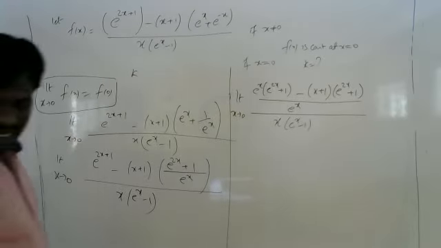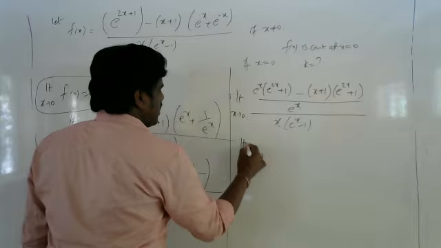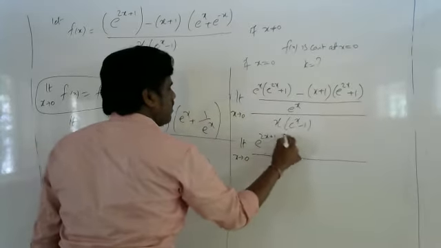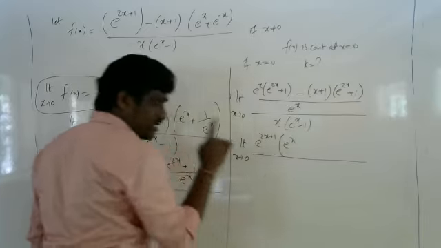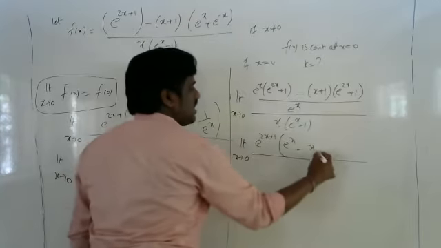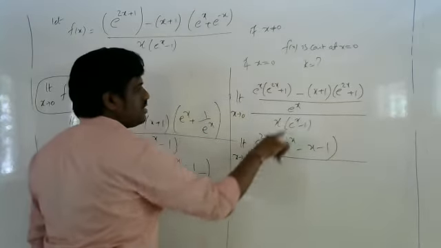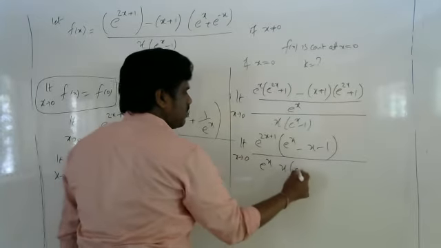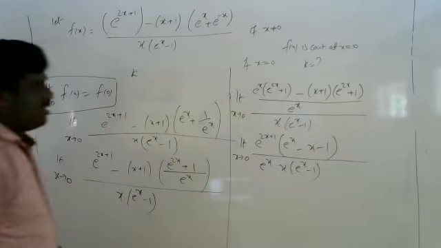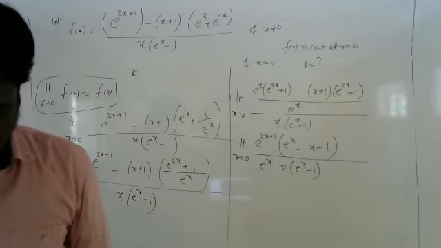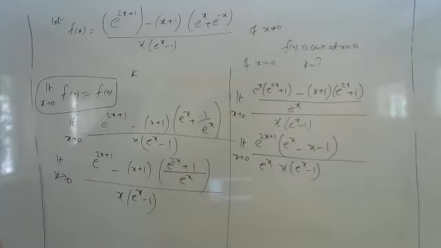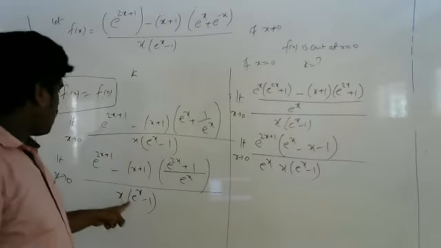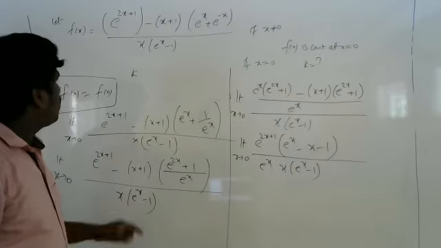So now what I can write here, limit x tending to 0, you can take e power 2x plus 1 common. So on the top I get e power x, see that, e power x minus 1, divided by e power x into x into (e power x minus 1) you will get. Did you understand this step? Understood or not? Yes, sir.